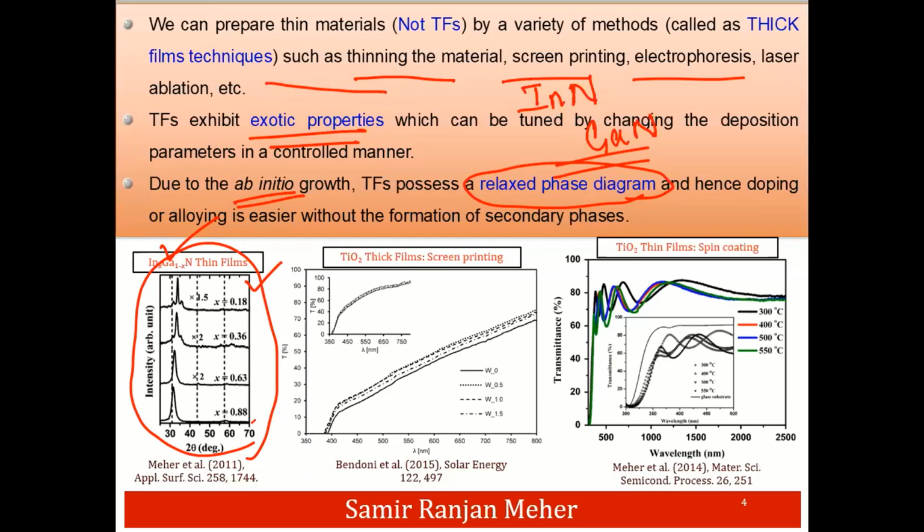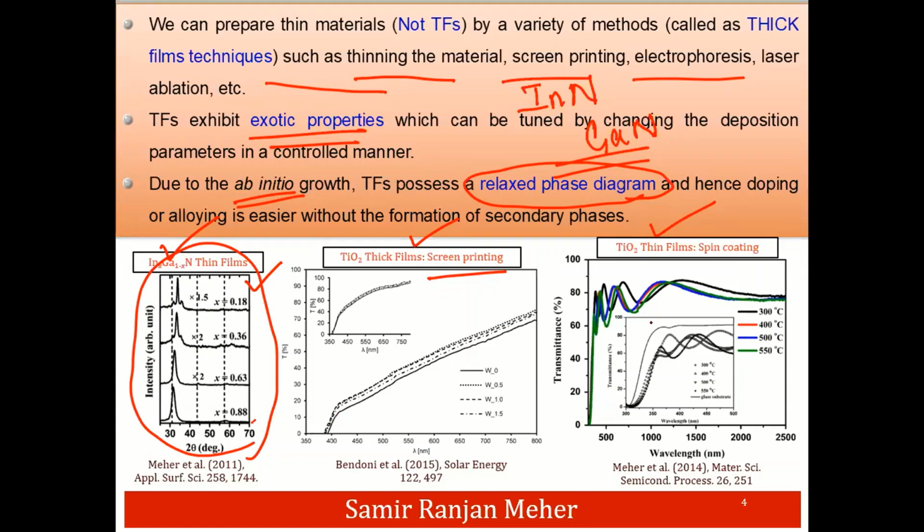Another important property that we can see here is the optical properties. For example, here we have shown two transmittance spectra for TiO2 films. The first one has been grown by a thick film technique, that is screen printing. And here we can see the transmittance. It almost looks flat and it gradually increases.